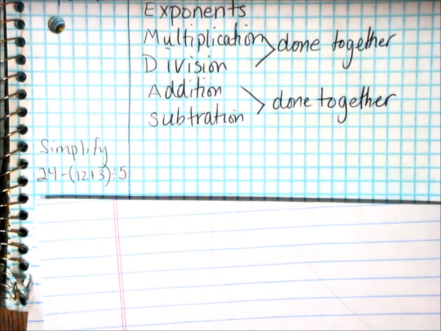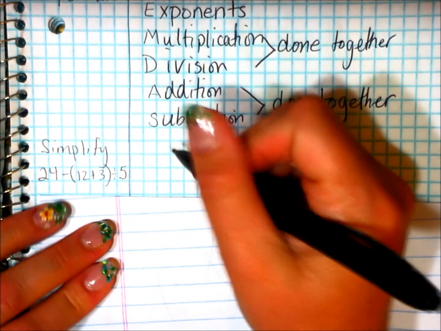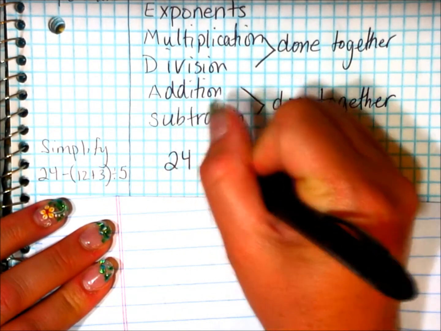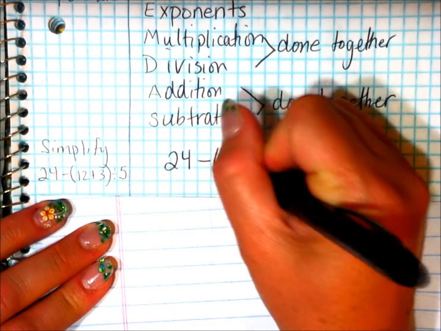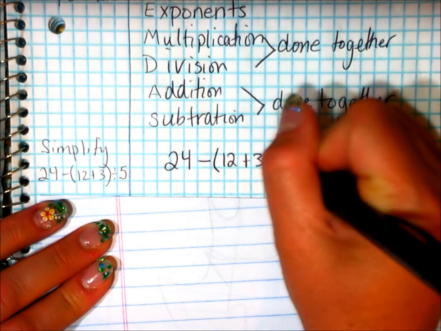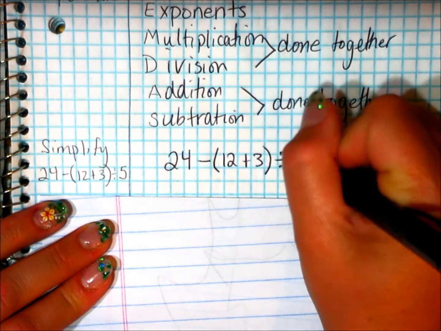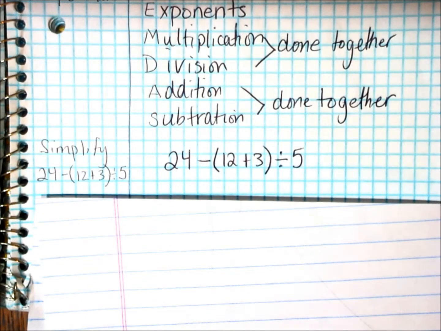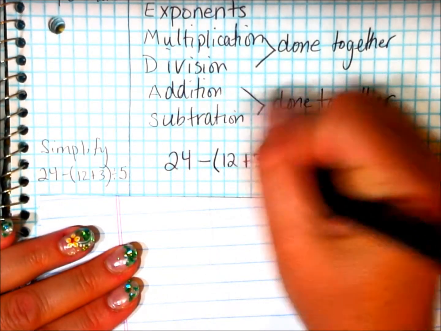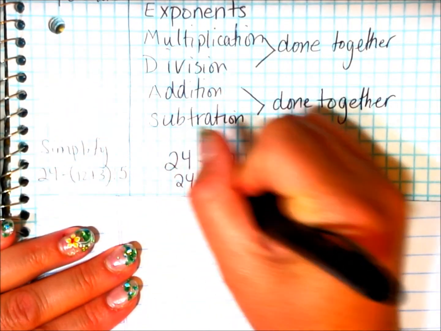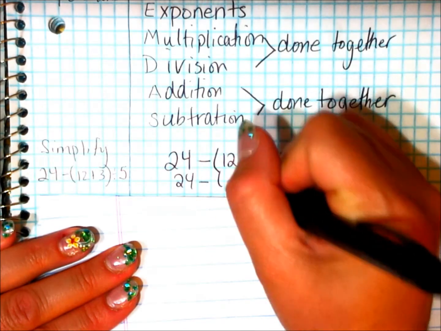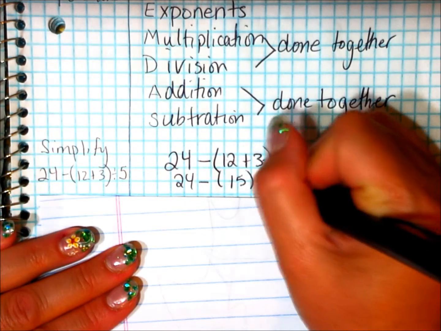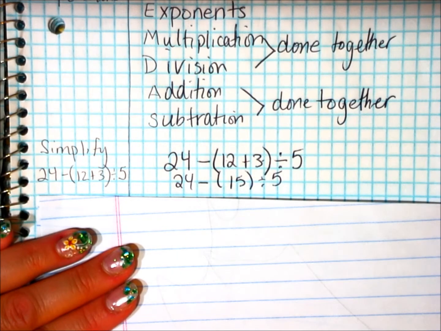Okay, now let's try a problem. I'm going to go ahead and rewrite my problem. 24 minus parentheses 12 plus 3 divided by 5. So if I'm looking at my order of operations, I look for my parentheses first. So in here I have 12 plus 3. And 12 plus 3 gives me 15. And now I can basically drop those parentheses.